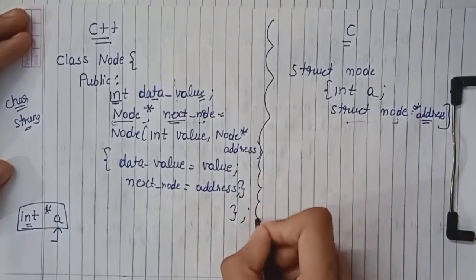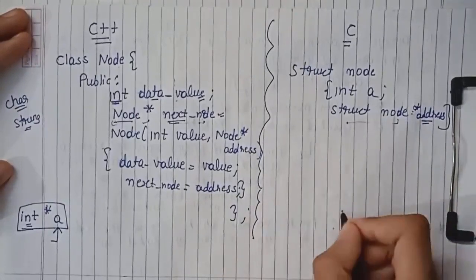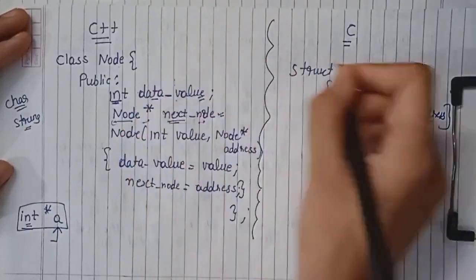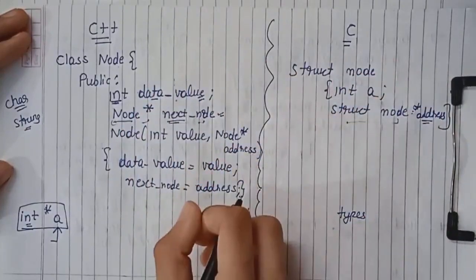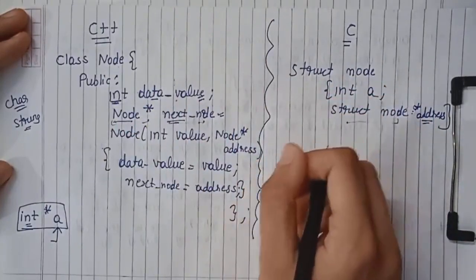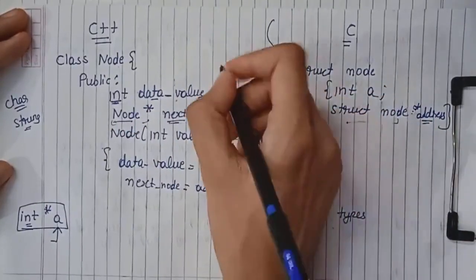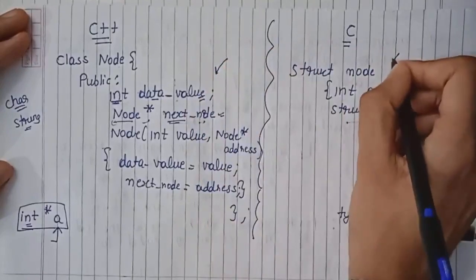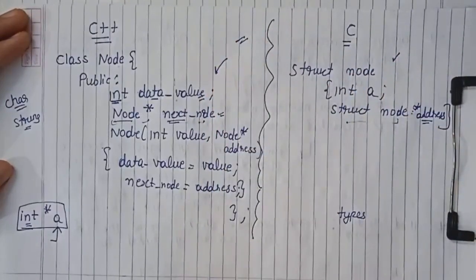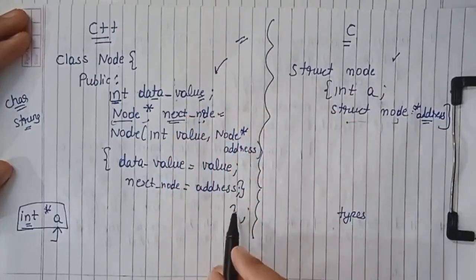Now in the next session we will be discussing types of linked list, and in our third session we will focus on the code for creation and traversal of linked list. In that third session we will go through this code in detail and understand it. Don't worry if you have not understood this code now.